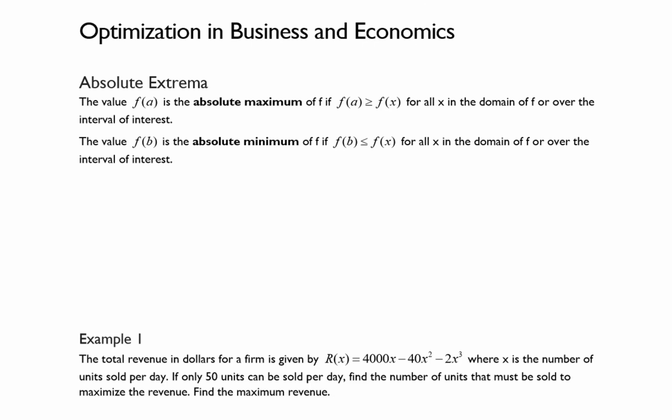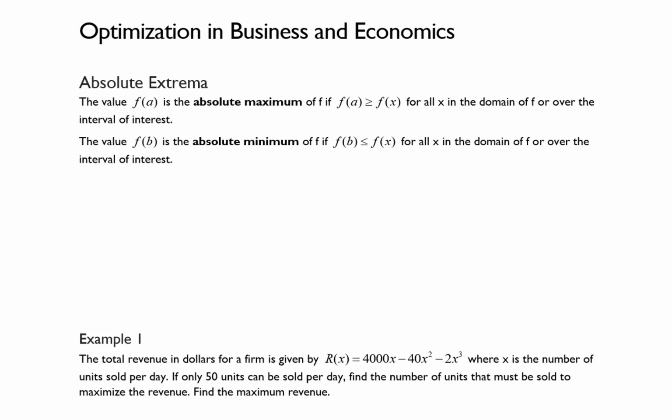Today we're going to be talking about optimization in business and economics. Previously, we have talked about relative extrema, and now let's talk about absolute extrema. The value f of a is the absolute maximum of f if f of a is greater than or equal to f of x for all x in the domain of f or over the interval of interest.